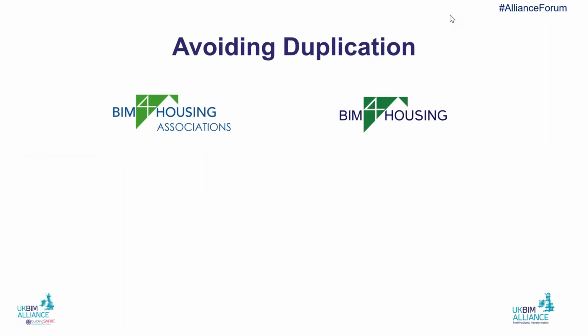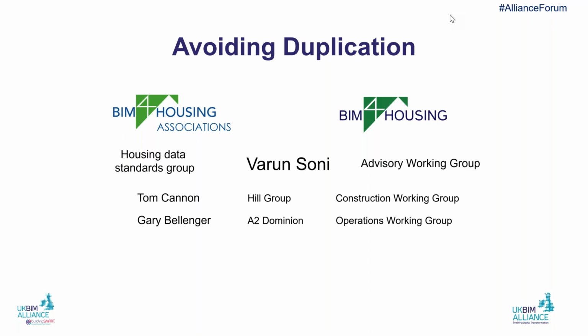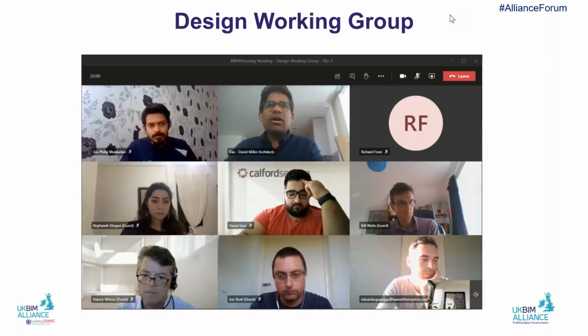And I'm sometimes asked, how are we addressing the potential overlap with the work that's being done in BIM for HA, which you may or may not know about, but that's the Housing Association group. Well, the fact is that there's no replication, because the people that are running BIM for HA, like Varun Soni, is also running our advisory working group. And the other people like Tom Cannon, Gary Bellinger, Jack Ostrovsky, Johnny Furlong, Patrick Wilson, and Bill Watts, all of those are leading working groups within BIM for Housing. So there's no risk of us replicating work that's being done there. All we're doing is really adding to it. So I think you'll see that in a moment.